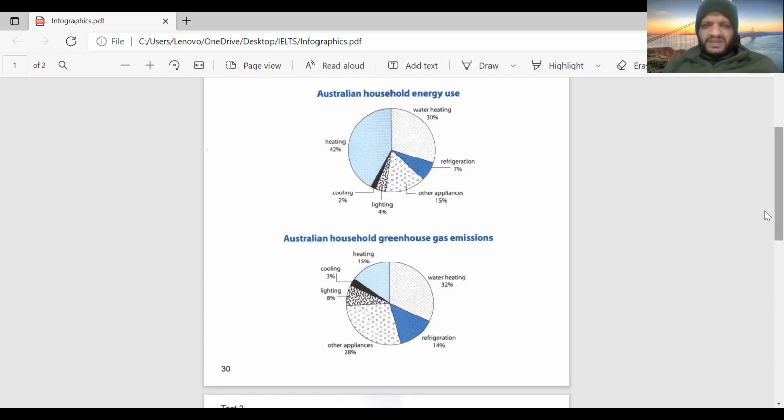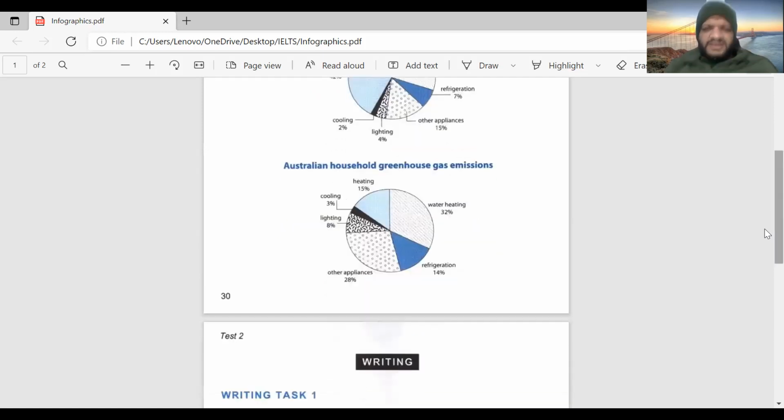And in the body paragraphs, I'll discuss the first chart first. And in the second body paragraph, I'll discuss the second one.